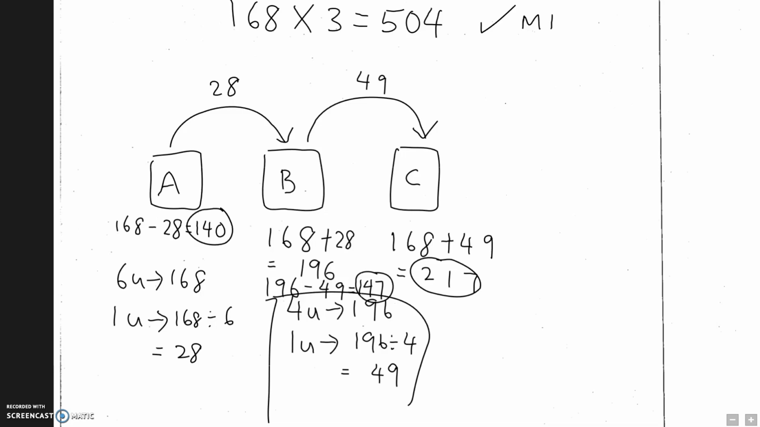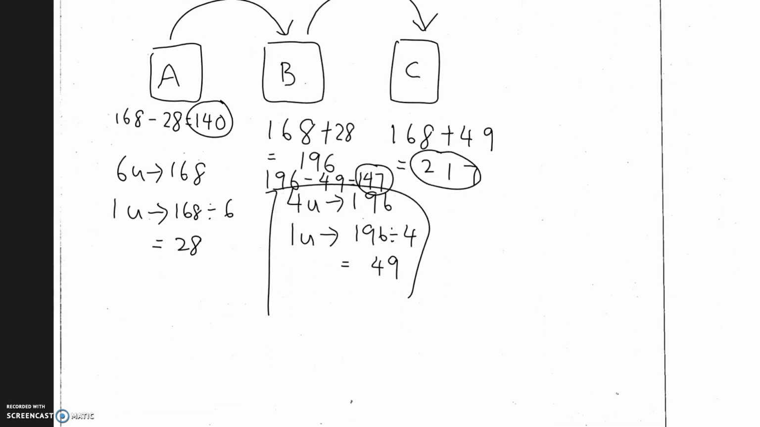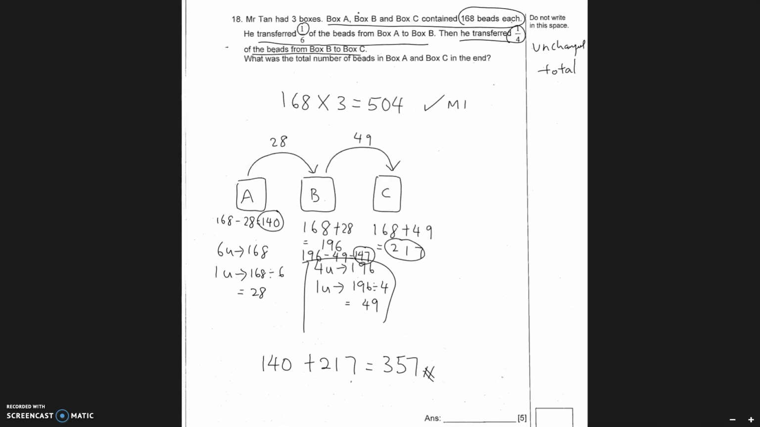So the question is asking what was the total number of bits in box A and box C in the end. Box A 140, box C 217. This gives you a total of 357 as your final answer. Again, let me emphasize, if you look at the whole entire question again, have I drawn a model for this? I have not. So models are not a must. Sometimes if pictures help you better, please go ahead.